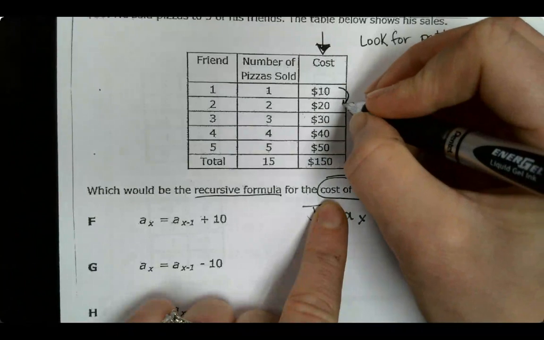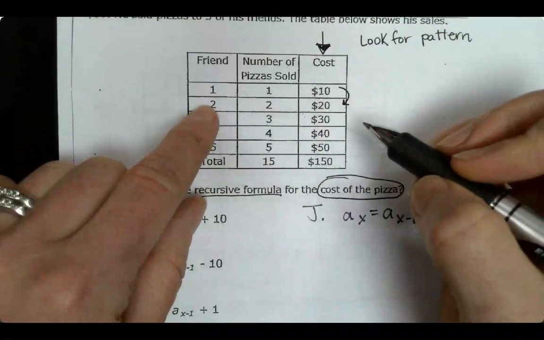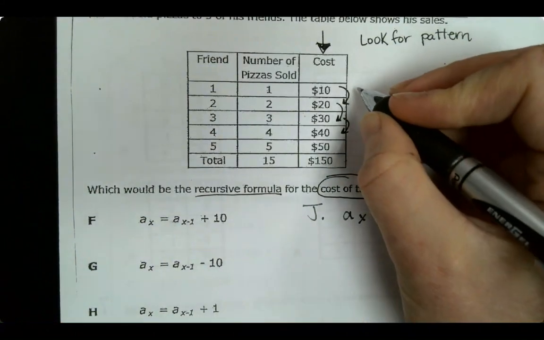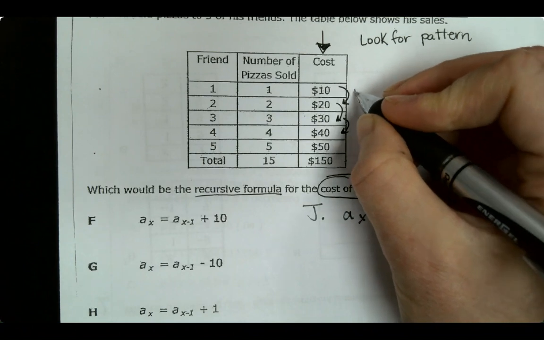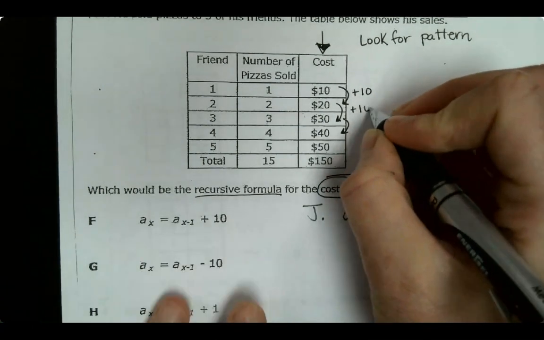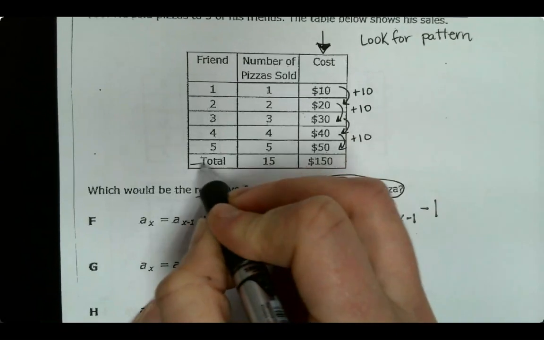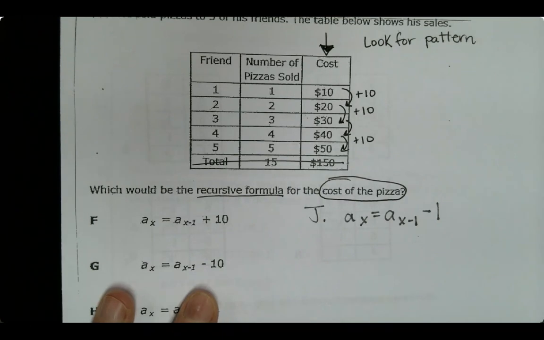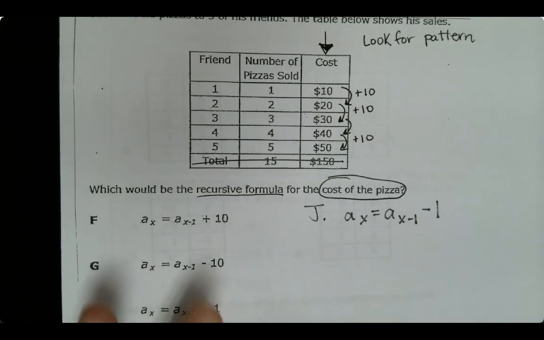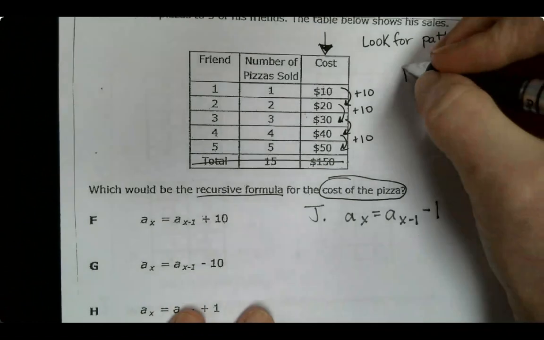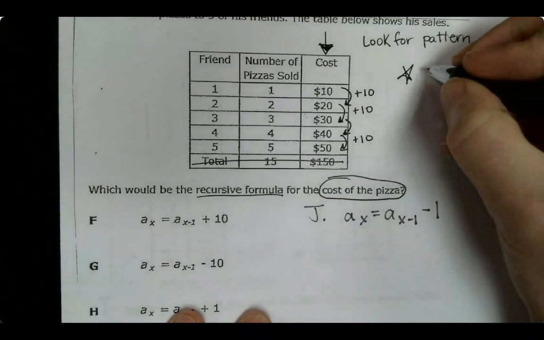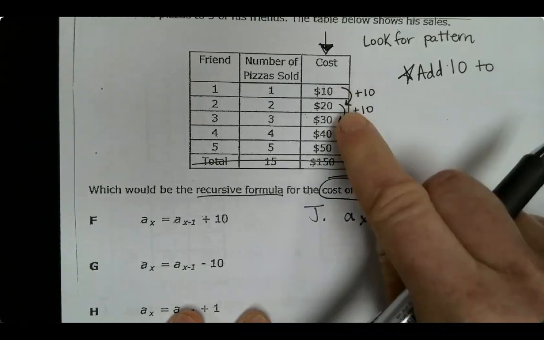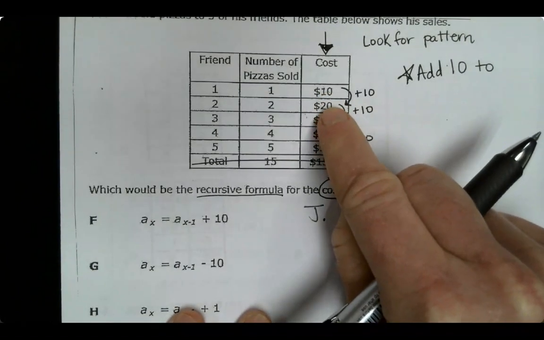What is the pattern going from 1 to 2 to 3 to 4 to 5? What's happening? So adding 10, yeah. But not the last one because that's your total row. So I'm just going to mark that out because really we don't need that. We're just looking for the pattern for the cost. So what is happening? What is the pattern? Yep, add 10 to what? The previous to get your new one.